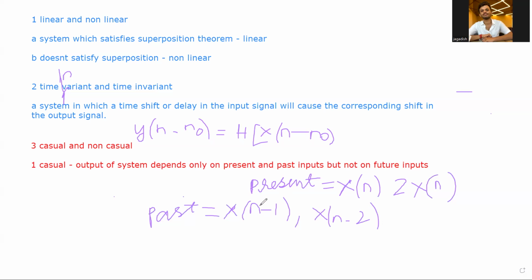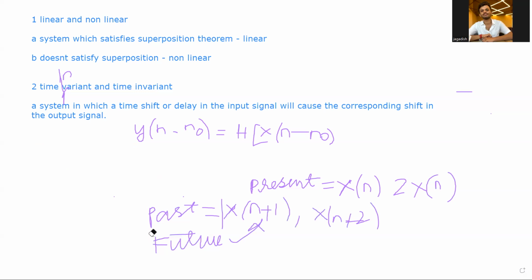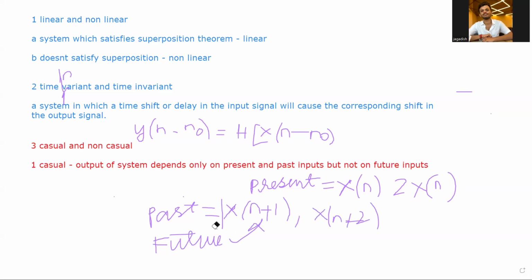Future is what will be happening in the future, that will be your x of n plus 1. I will change here only, that is x of n plus 1 and x of n plus 2. That will be your future. Not past, it's future. Okay? This is how you need to remember your present, past, future.